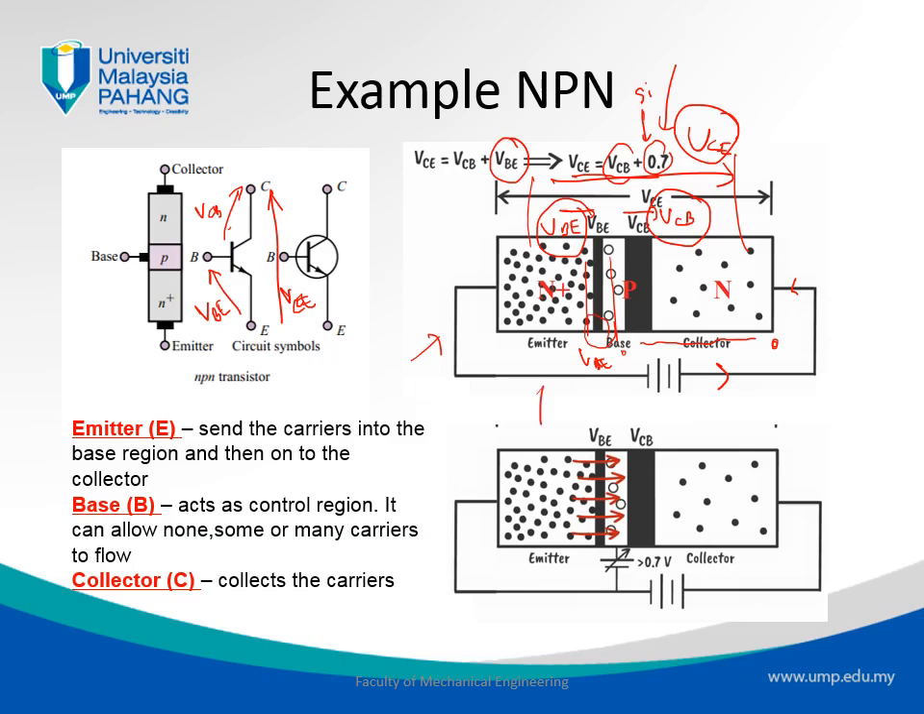So the next thing that would be very interesting to look at is if we put a voltage at the base right here. What we're doing right here is basically trying to get across the bias voltage of 0.7.